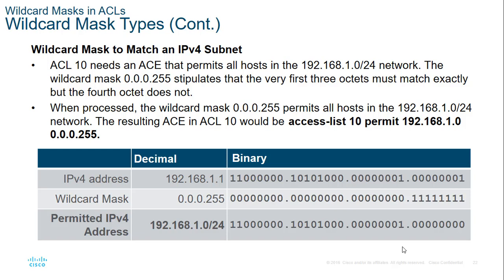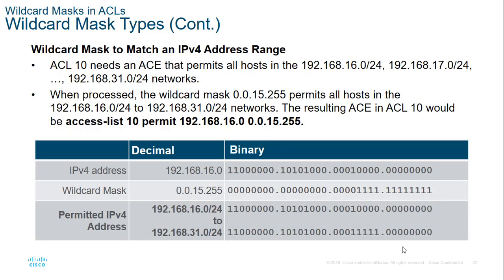And then if we want to hit a range of addresses, and this is important, especially if you're doing subnetting, and you want to say that these first groups right here are allowed to work, but this group over here isn't allowed. So in that case, if I want to hit a range, ACL 10 needs an entry that permits hosts 192.168.16.0, 192.168.17.0, and so on, up to 192.168.31.0 networks.